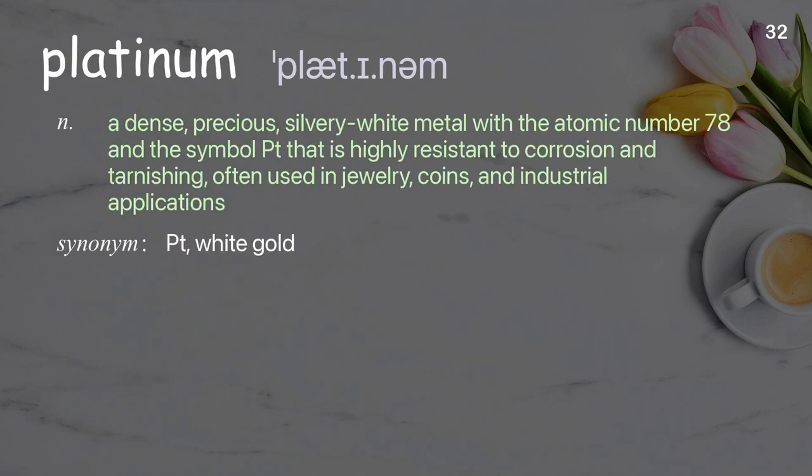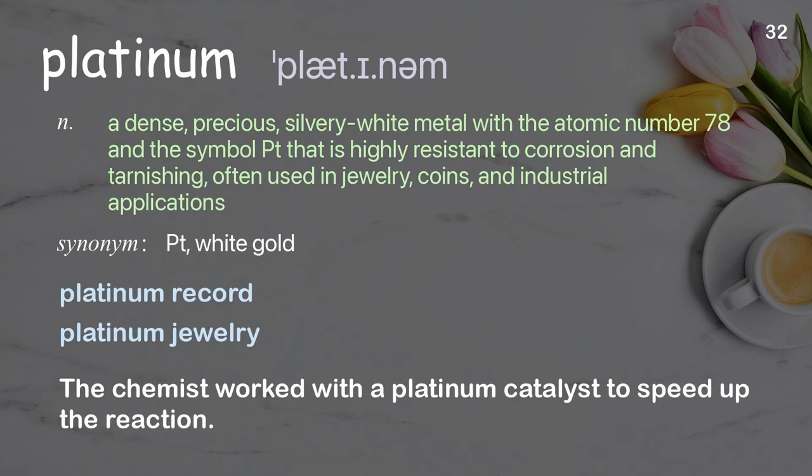Platinum. A dense, precious, silvery white metal with the atomic number 78 and the symbol Pt, that is highly resistant to corrosion and tarnishing, often used in jewelry, coins, and industrial applications. Examples: platinum record, platinum jewelry. The chemist worked with a platinum catalyst to speed up the reaction.